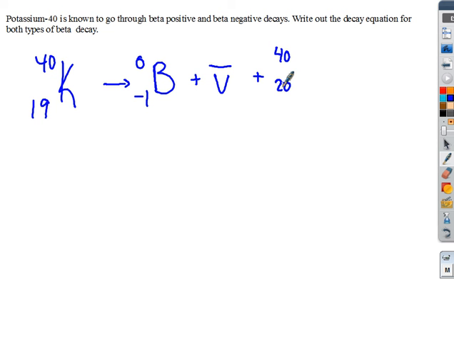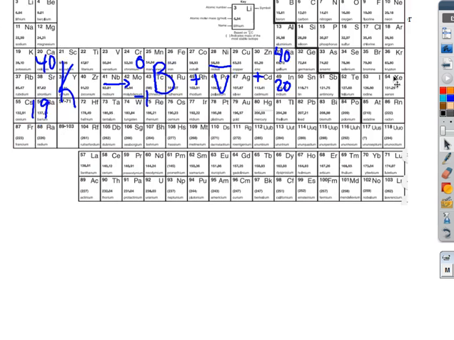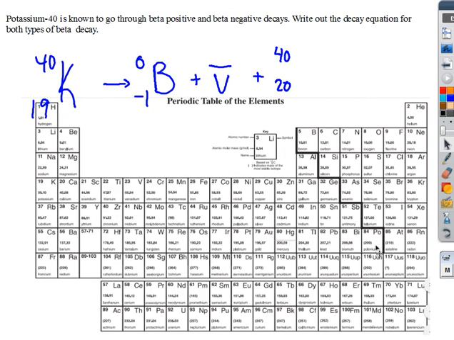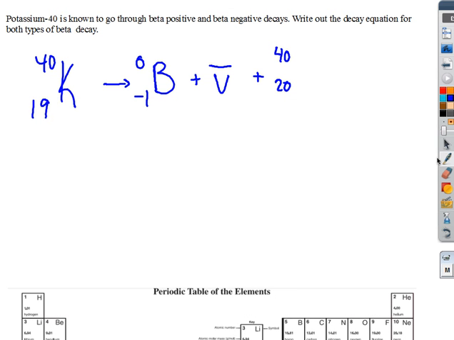And in beta negative decay, I need 20 protons at the end. Now again, my nucleons are still conserved. I have this negative particle here, so charge is conserved as well. And then I can find out what that actual element will be on my periodic table. Element 20 is calcium. So that's beta negative.